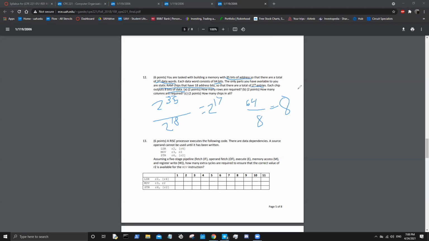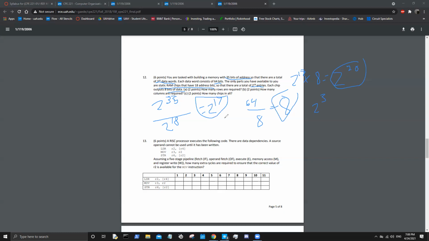So the quantity of chips in all, as you remember, comes from multiplying the results of these two simple little calculations. So you do 2 to the 17th times 8, which comes out to 2 to the 20th actually. And you can do that quick calculation because it just so happens that 8 can be written as 2 to the 3rd, so you just add the exponents. All right, so that's that. And this is your answer for part C, part B, part A, right? So that's how that's done.